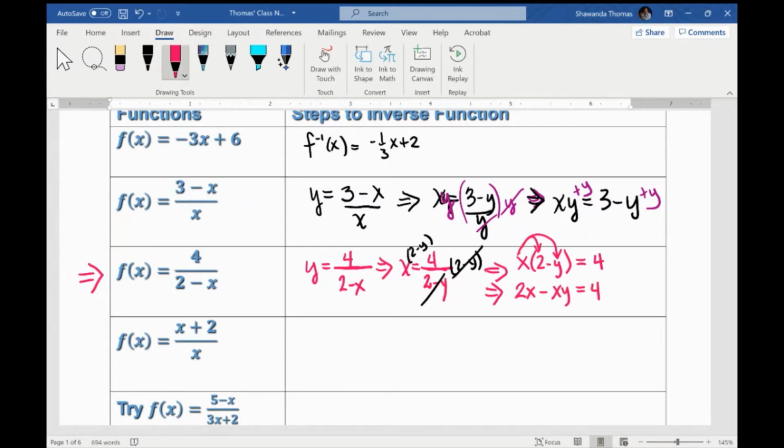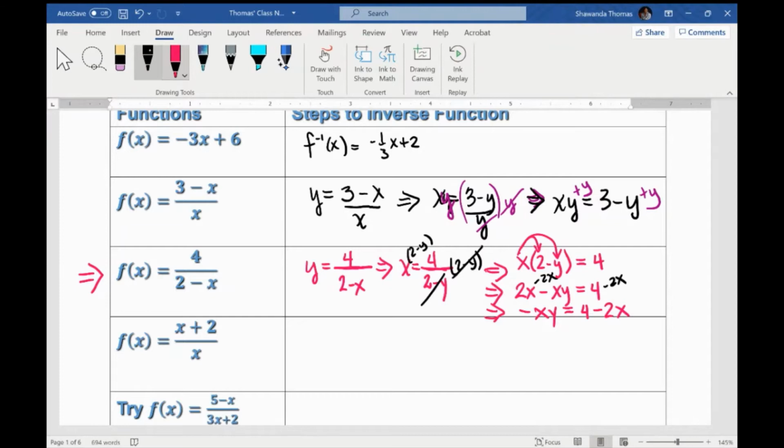We're trying to isolate the term with the y in it, so we need to move something to the right side. What would you move? The 2x. All right, let's subtract 2x. We get negative xy equals 4 minus 2x.